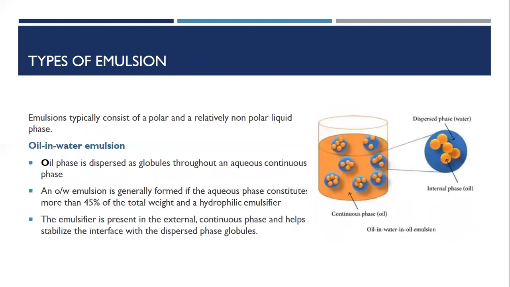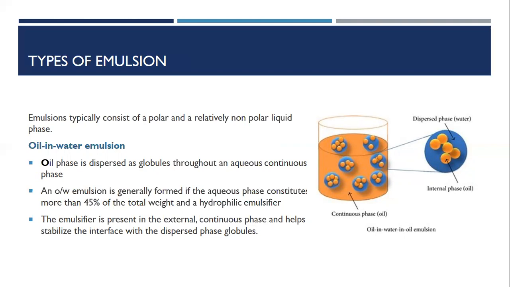The next is the types of emulsions. Emulsions typically consist of a polar and a non-polar liquid phase. The polar phase can be any aqueous, and the non-polar can be an oil. Based on the nature of the internal and external phase, emulsions can be classified into different types. The first type is oil in water emulsion.